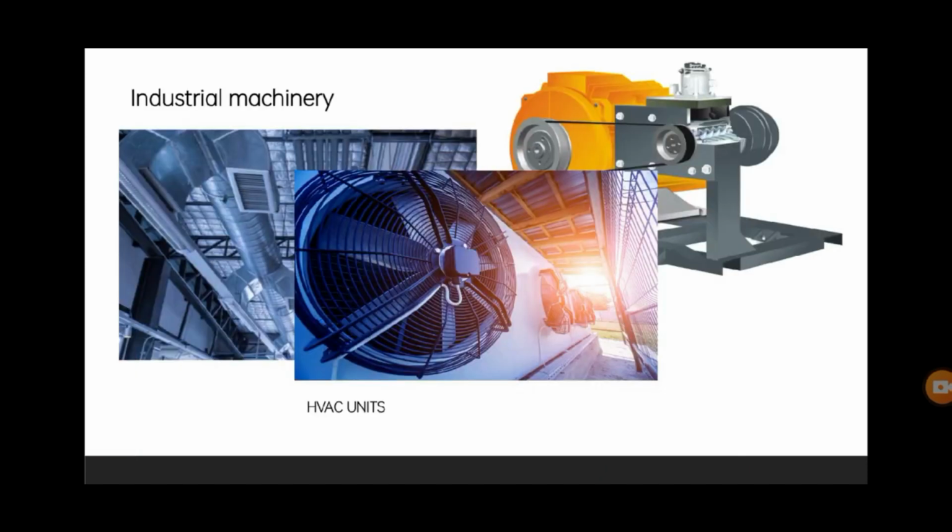V-belts are also used in industrial machineries, such as HVAC units. HVAC means heating, ventilation, and air conditioning. It is also used in compressors, metalworking machineries, and many more. Not all are included, the list is very long.